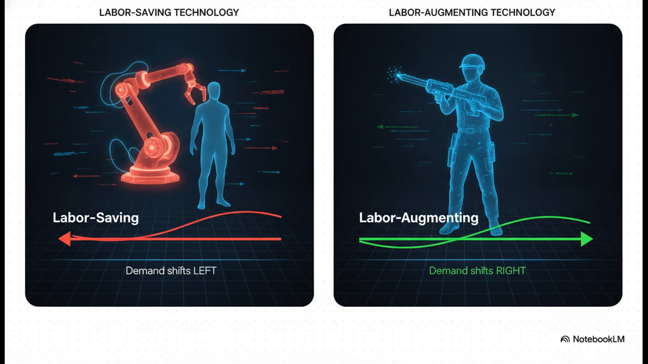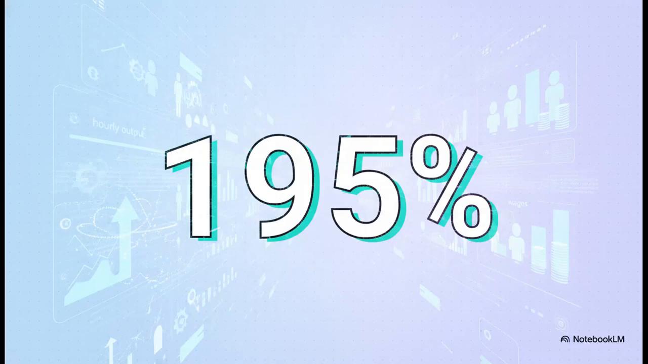That nail gun doesn't replace the carpenter. It makes their marginal product, and therefore their value to the firm, much, much higher. Get this, thanks to that exact kind of labor-augmenting technology, the hourly output of a typical U.S. worker absolutely skyrocketed by 195% between 1960 and 2015.